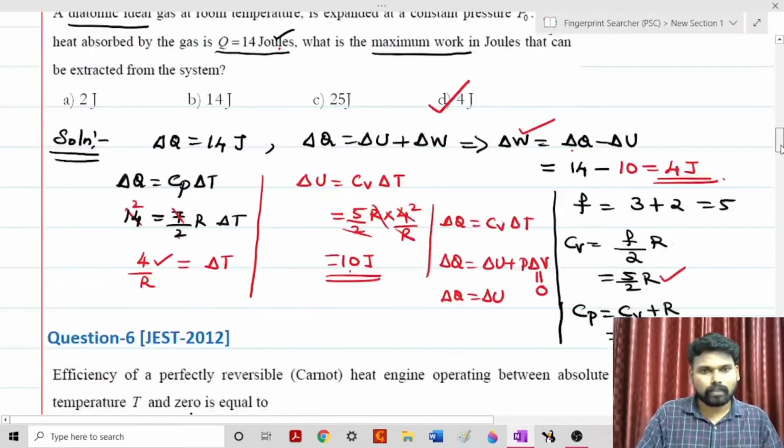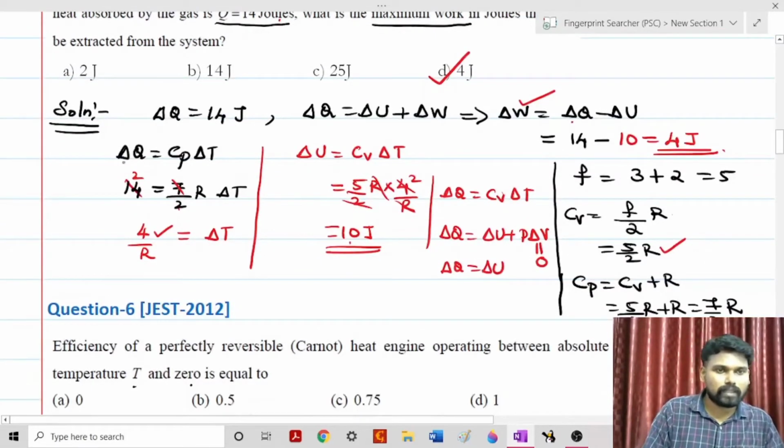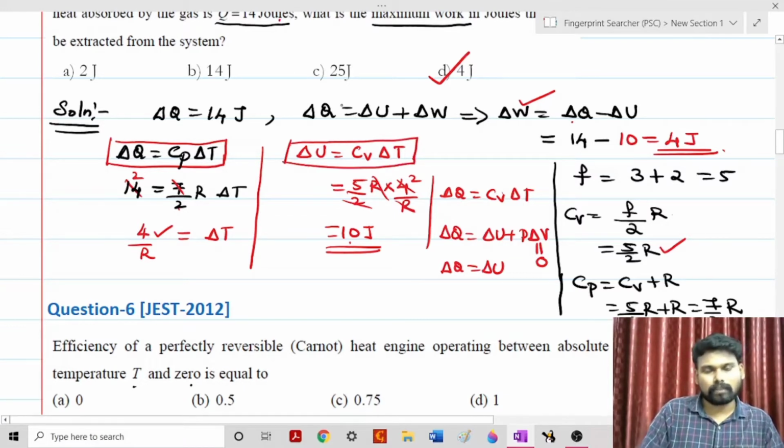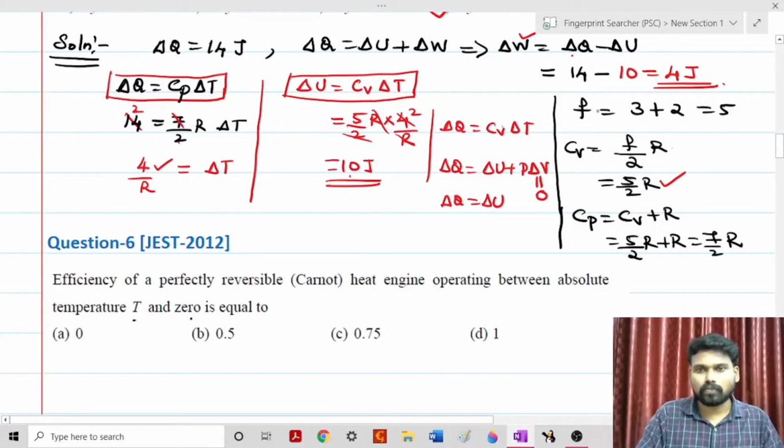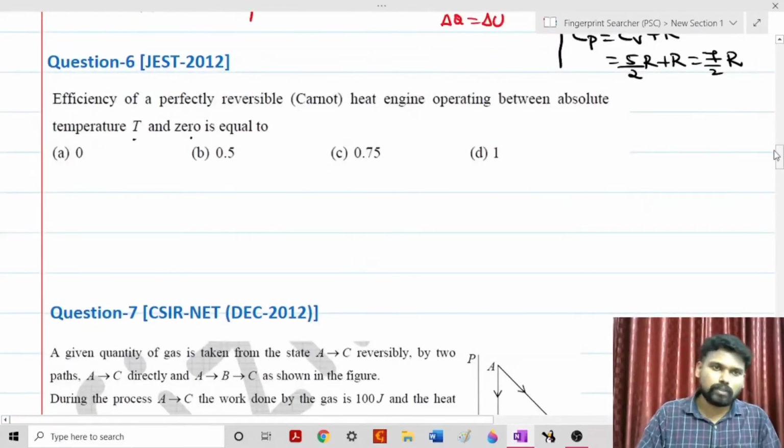So remember these equations. Delta Q is equal to CP delta T, and delta U is equal to CV delta T. First law, I think you will remember this equation. These are very useful equations, and also how to find CV and CP from degree of freedom. F by 2 into R will give CV, and when you have got CV, you can add R to get CP. Now going to another question.